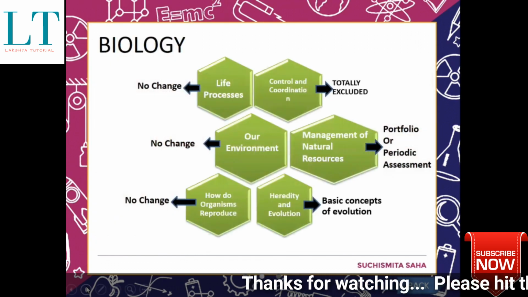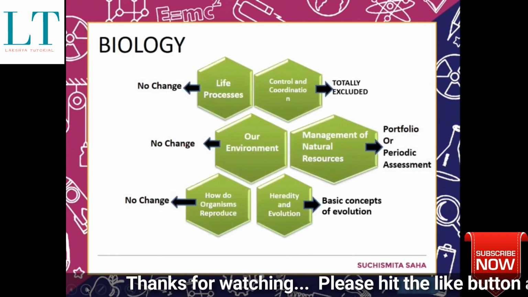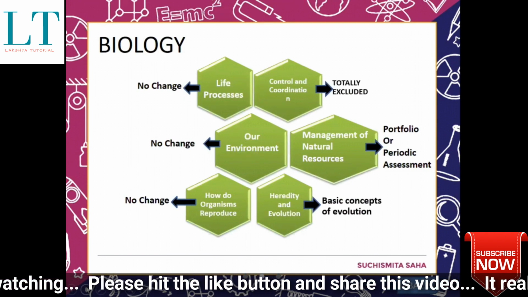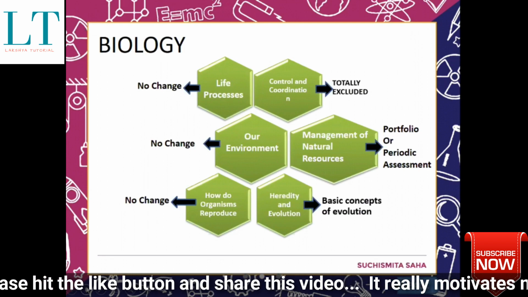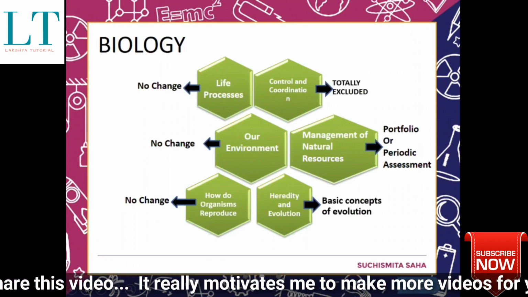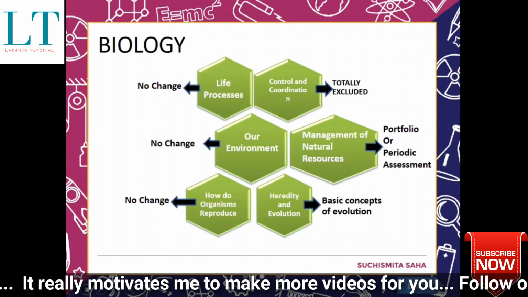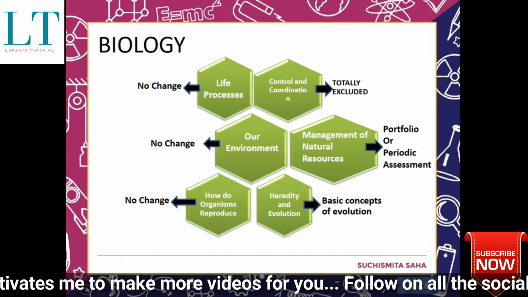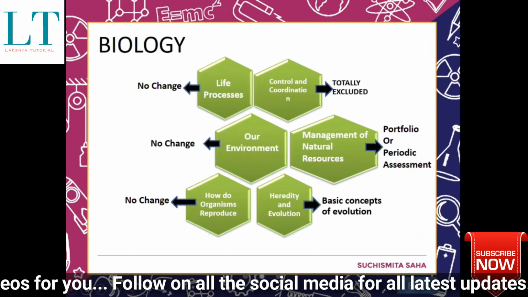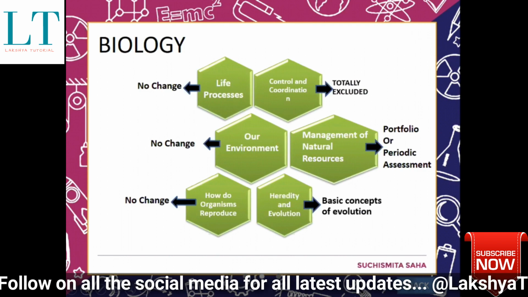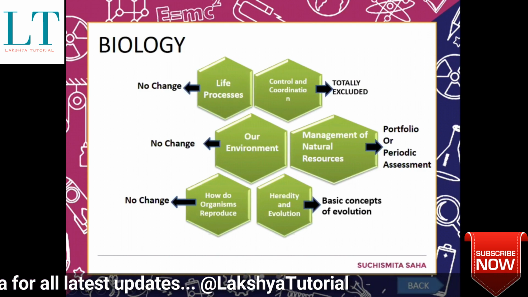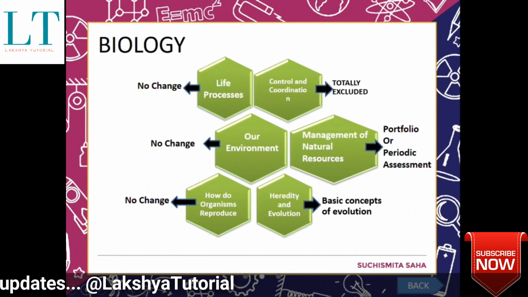In the biology section, we have life processes, control and coordination, our environment, management of natural resources, how do organisms reproduce, that is reproduction, and the heredity and evolution chapters included. Now in those chapters, life processes, there are no changes mentioned in this particular part of the syllabus. The control and coordination chapter is totally excluded from the syllabus. Our environment also doesn't have any changes specified by the board.